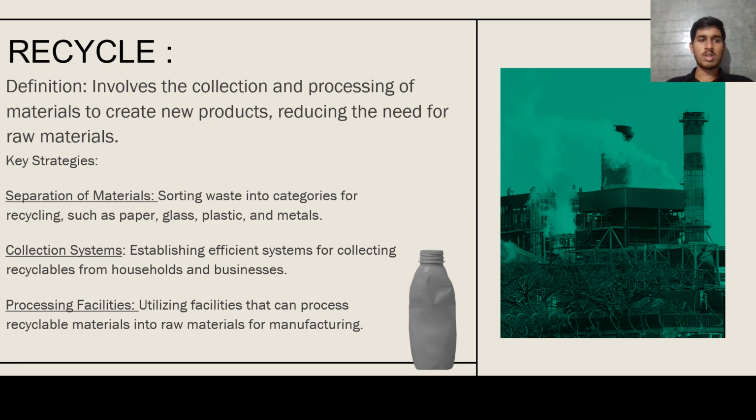So key strategies to ensure recycling are separation of materials, sorting waste into categories for recycling such as paper, glass, plastic and metals. Collection systems, establishing efficient systems for collecting recyclables from households and businesses. Processing facilities, utilizing facilities that can process recyclable materials into raw materials for manufacture. So these things can ensure waste segregation in which the usable materials can be recycled to form new products.